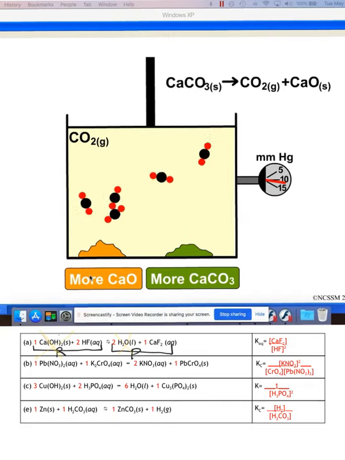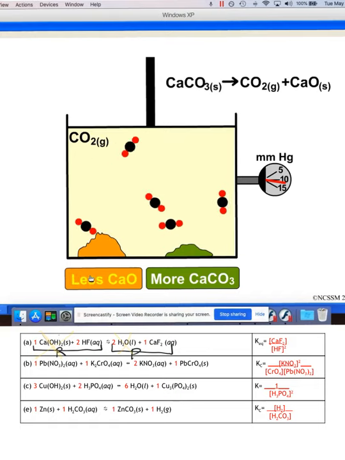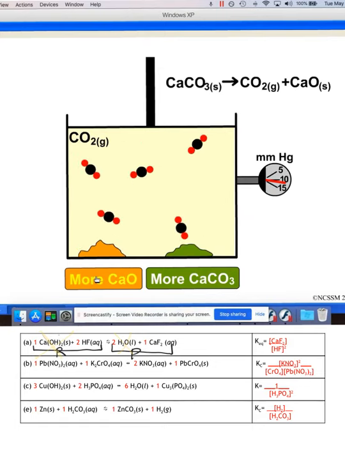As I add more calcium oxide, watch to see what happens. Does that change the amount of carbon dioxide? It's still 5, right? So it looks like adding more solid to a system that's at equilibrium has no impact on it. If I add more or take away, it's not going to impact. Likewise, for calcium carbonate, which is also a solid, so these two are solids, you're going to see that it has no impact on the system.